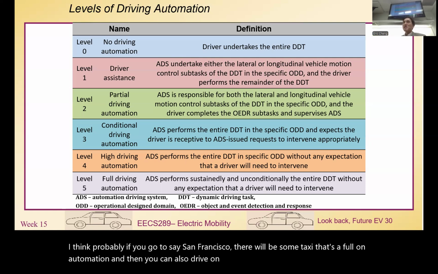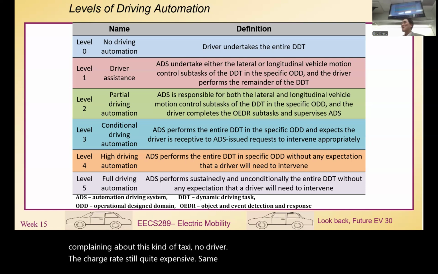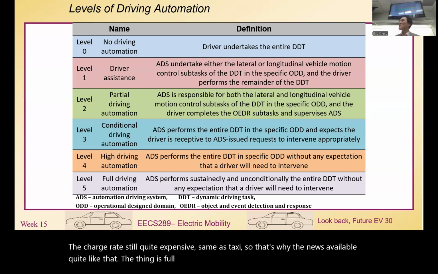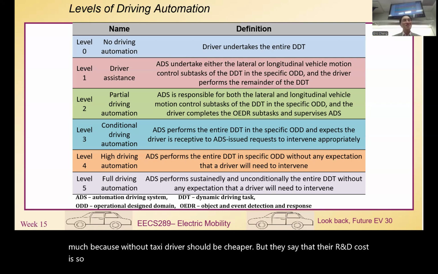But people have been complaining about this kind of taxi, with no driver, the charge rate is still quite expensive, same as a normal taxi. So that's why users may not quite like that. They think it's a fully automated taxi, so you don't need to charge that much, because without a taxi driver it should be cheaper. But they say that the R&D cost is so high, so they still charge quite a lot. You can go to San Francisco to try this kind of fully automated taxi.